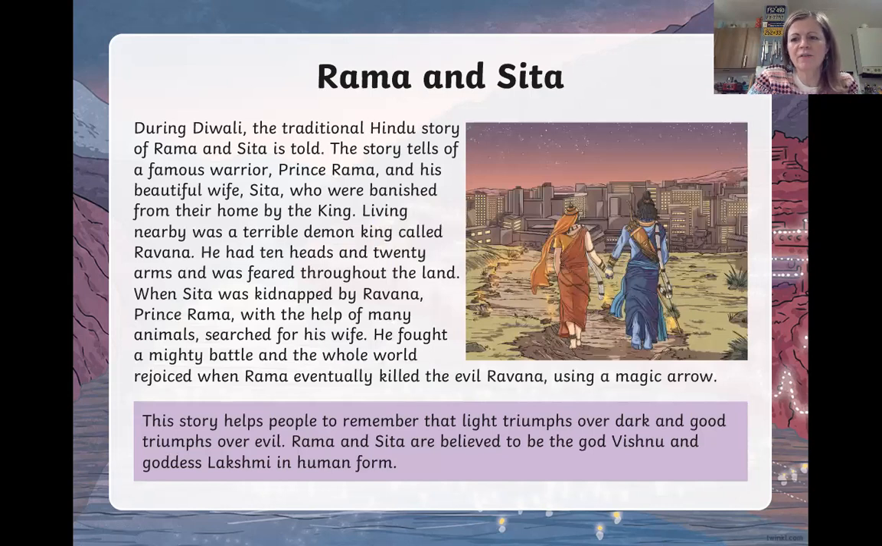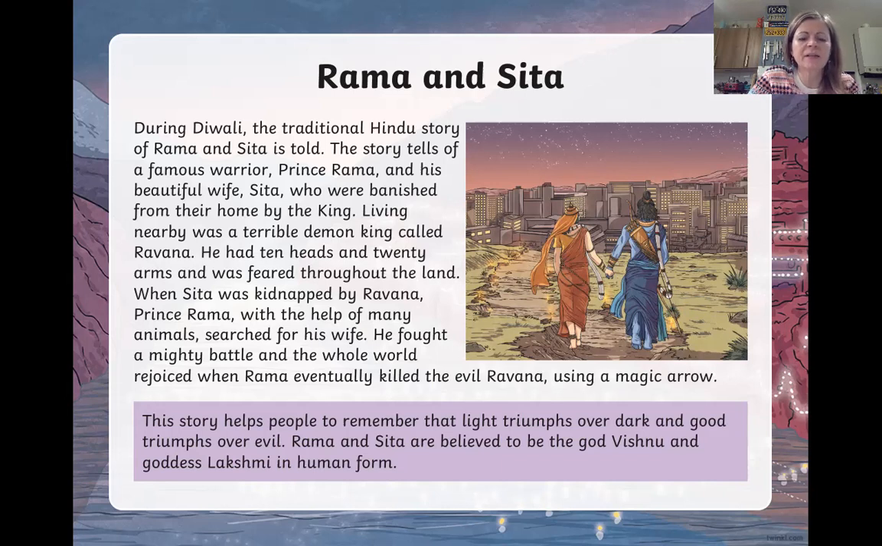So remember the story of Rama and Sita. During Diwali, the traditional story of Rama and Sita is told every year. The story tells of a famous warrior, Prince Rama, and his beautiful wife Sita, who were banished from their home by the king. Living nearby was a terrible demon king called Ravana. He had 10 heads and 20 arms and was feared throughout the land. So when Sita was kidnapped by Ravana, Prince Rama, with the help of many animals, searched for his wife.